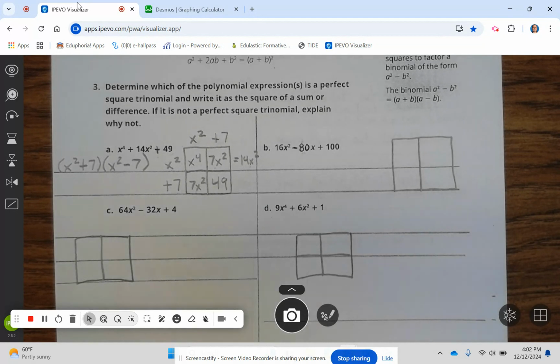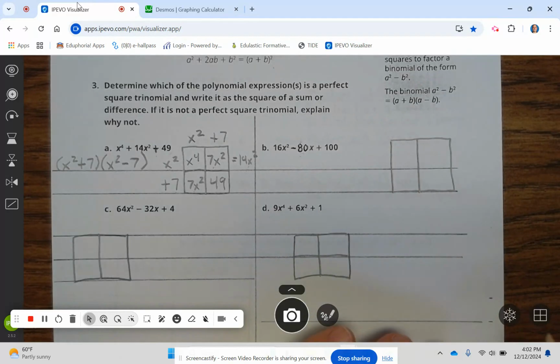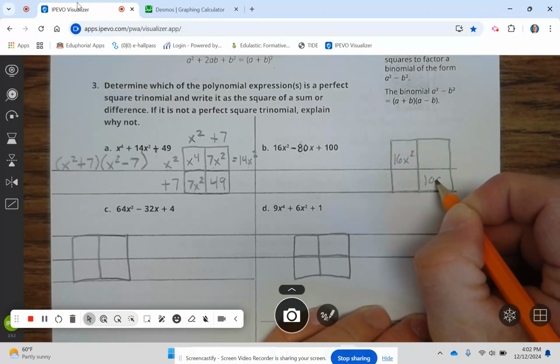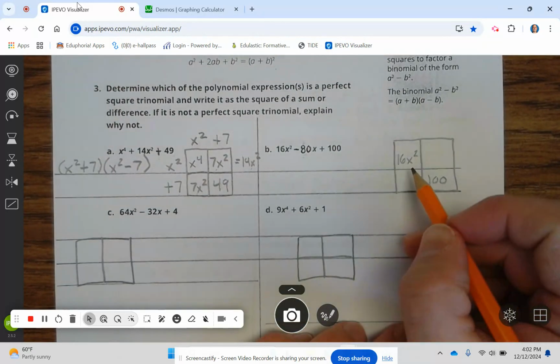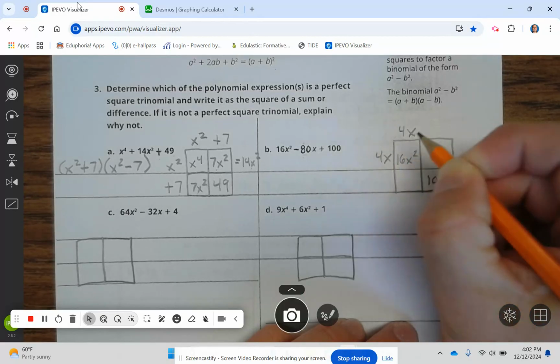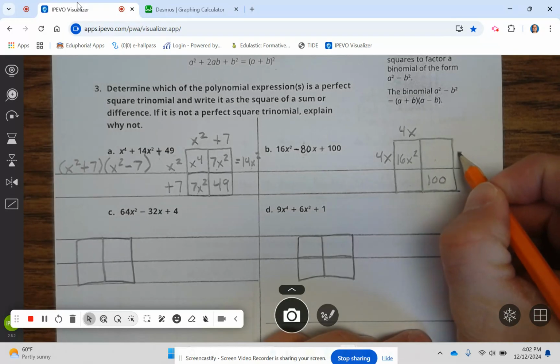All right, let's take a look at B, and let's go ahead and change the middle number to be negative 80. Okay? So first term, last term, and we ask ourselves what multiplies to give you 16x squared? Well, the answer to that is 4x and 4x. And we need to figure out what combination will combine to be negative 80x.